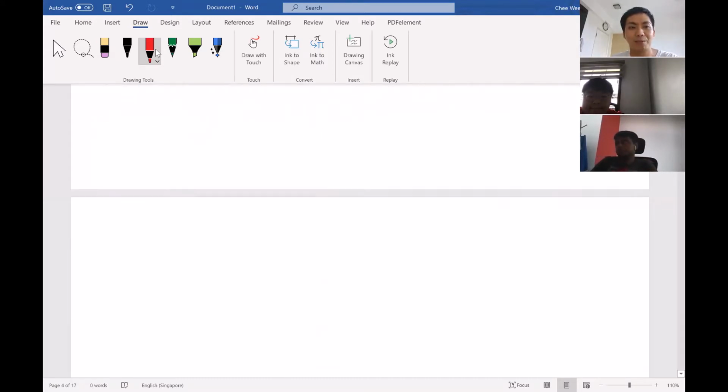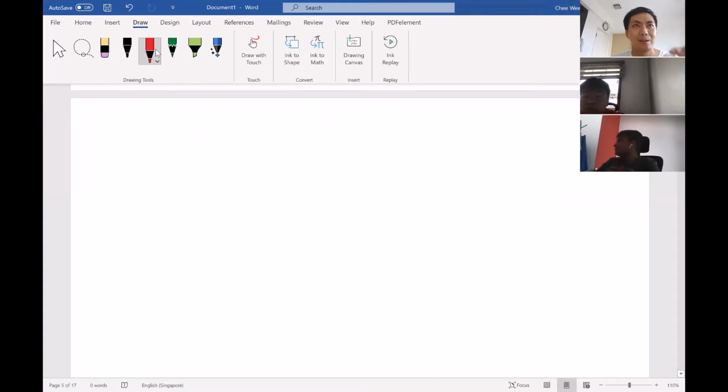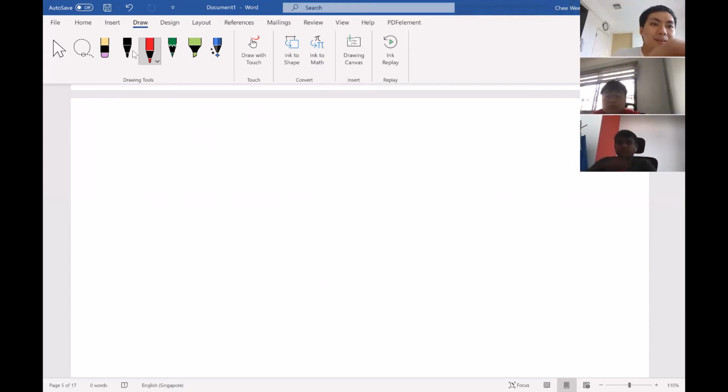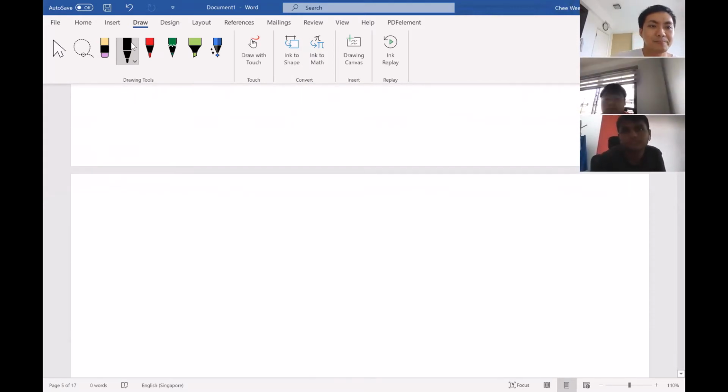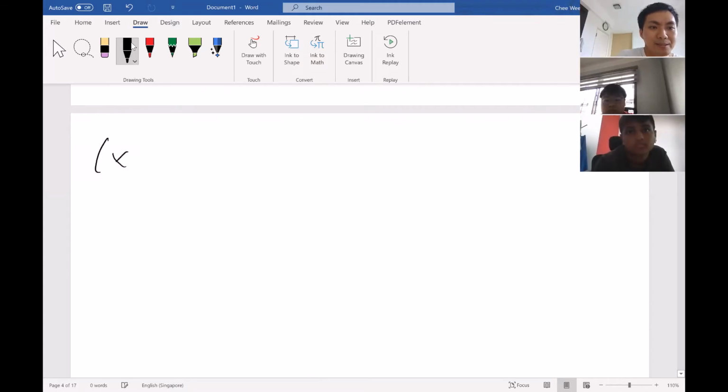Okay, so today what I want to do is to teach you a slight twist to this kind of question and a new method that Pavin was talking about last week, something we call the general term. The first thing is this. If I use the example just now, x plus 3x squared, all to the power of 10.